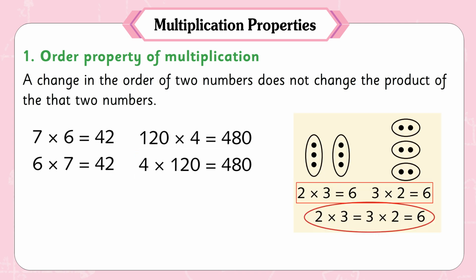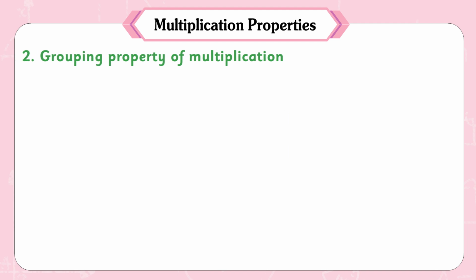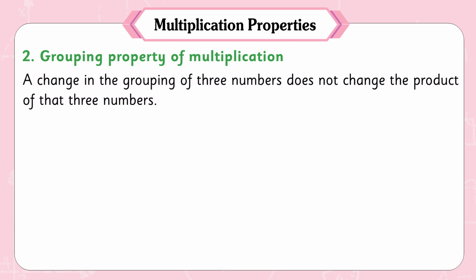2 into 3 is equal to 6. 3 into 2 is equal to 6. So 2 into 3 is equal to 3 into 2 is equal to 6. 2. Grouping property of multiplication. A change in the grouping of three numbers does not change the product of those three numbers.